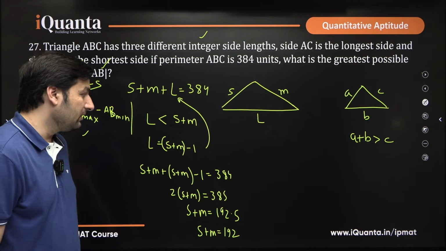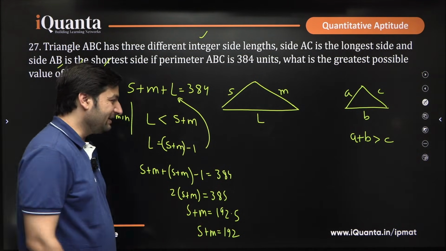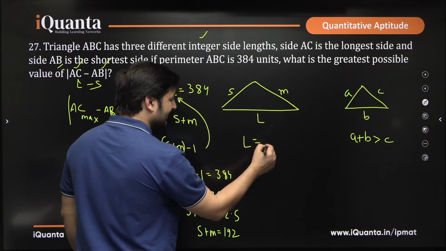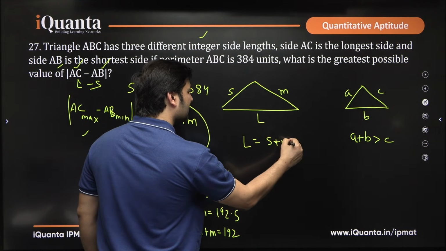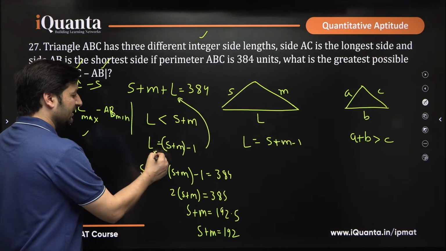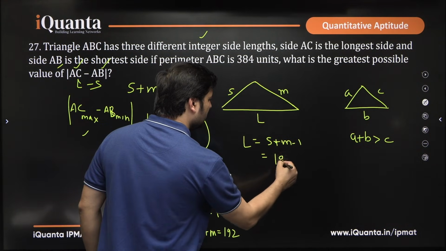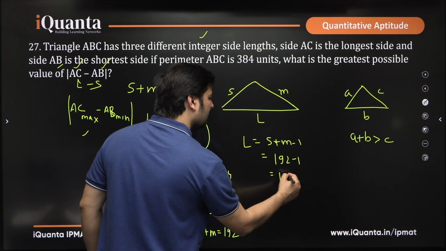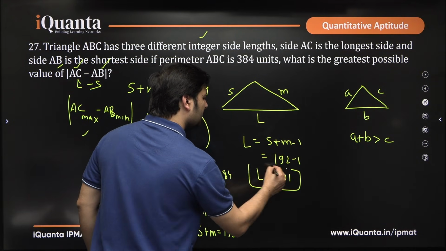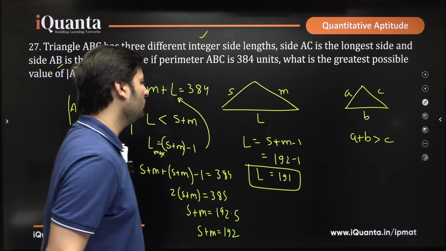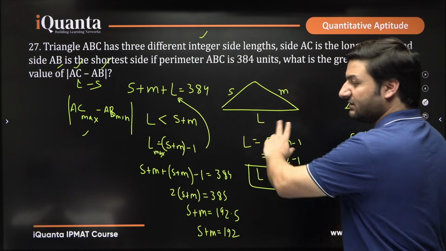Yes or no? So, if S plus M is 192, can you say that L is equal to S plus M minus 1? Because that is the maximum value possible for L. Yes or no? So, S plus M is 192, 192 minus 1, that is equal to 191. This is the longest length that you can give to L. This is the longest side of the triangle.